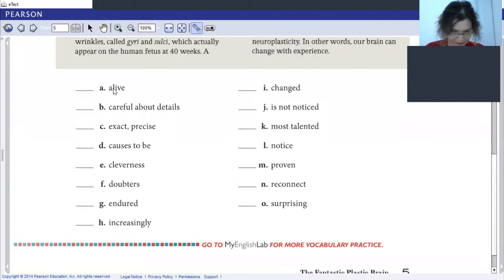M, proven, is 3. Authenticated. N, reconnect, is 6. Rewire. O, surprising, is 1. Astounding. Did any of you miss anything? You have a question?